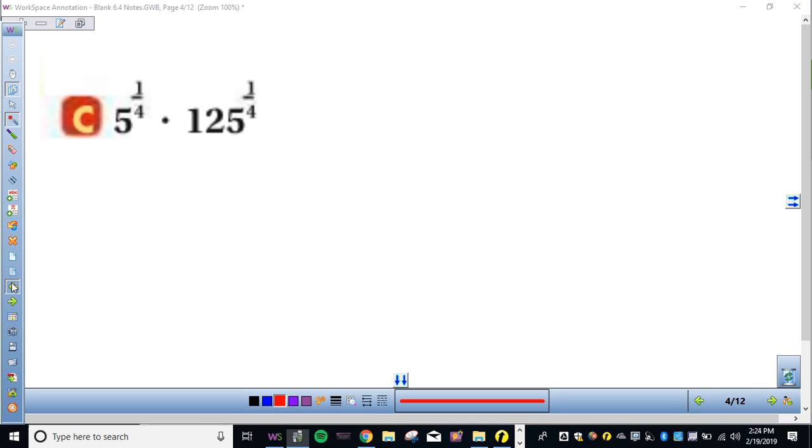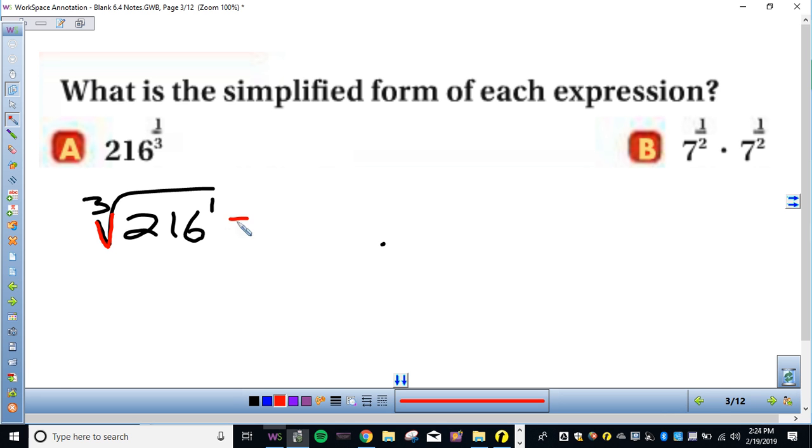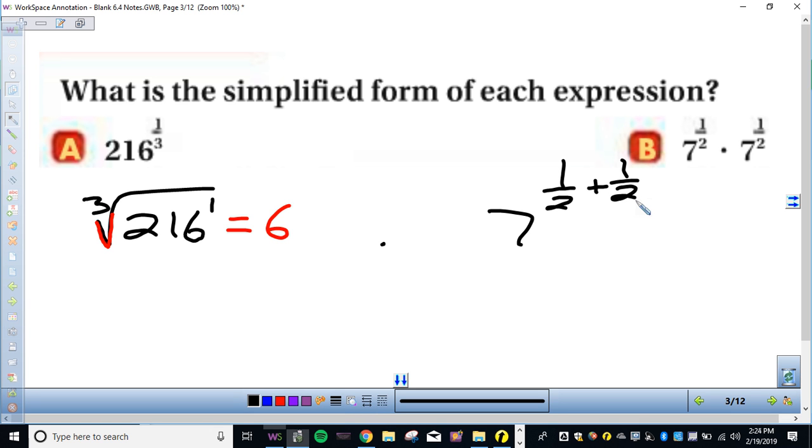All right. So the cube root of 216 is 6. And when I have the same base as I do here, I can add the exponents. So 1/2 plus 1/2 is 1. So 7 to the first power is just 7. The 7's the base, the 1 is the exponent. The exponent tells you how many times to multiply the base by itself.